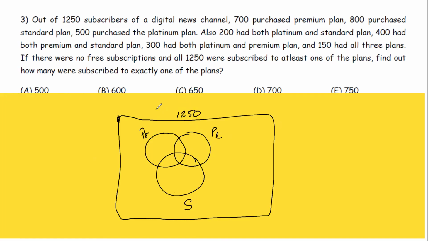All right, so out of 1250 subscribers of a digital news channel, 700 purchase premium, so this is 700. 800 purchase standard plan, so this is 800. And 500 purchase platinum plan, so this is 500. Also, 200 had both platinum and standard plan. So this region together is 200. 400 had both premium and standard plan. So premium and standard plan is 400. That is this and this region.